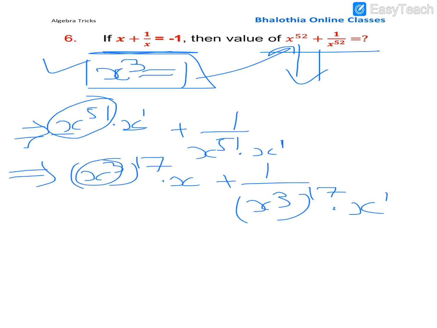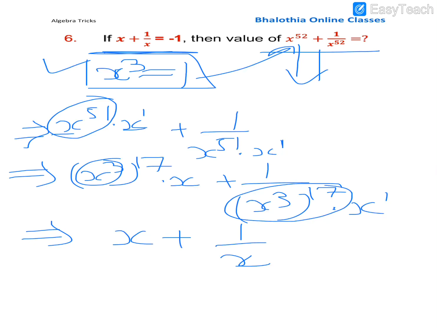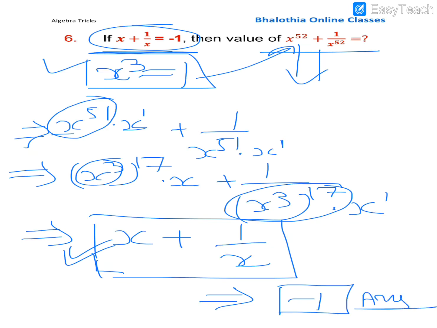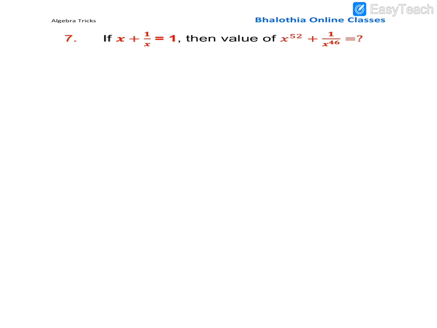So this is 1, right? 1 raised to the power 17 will become 1. So it will remain x plus 1 upon x, because this will also become 1. So finally we have to find the value of this one, and it's already given here. It's minus 1, right? So your answer will be minus 1 in this case. Okay guys, so hope this is also clear to you. If you have any doubt, just write it down in the comments and we can discuss over there.